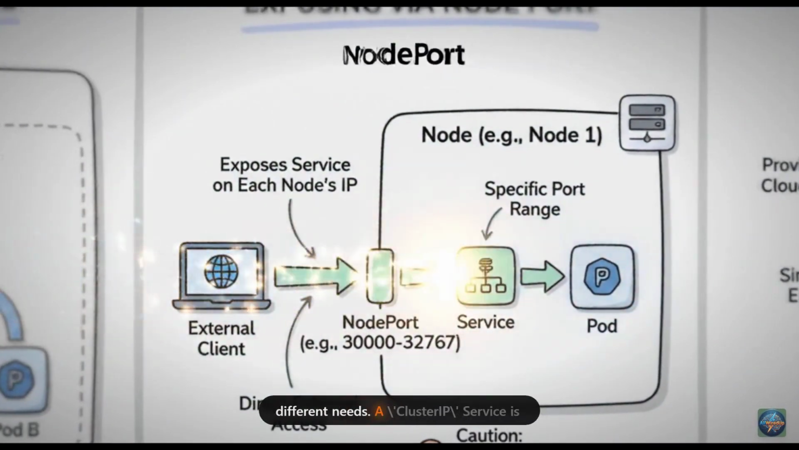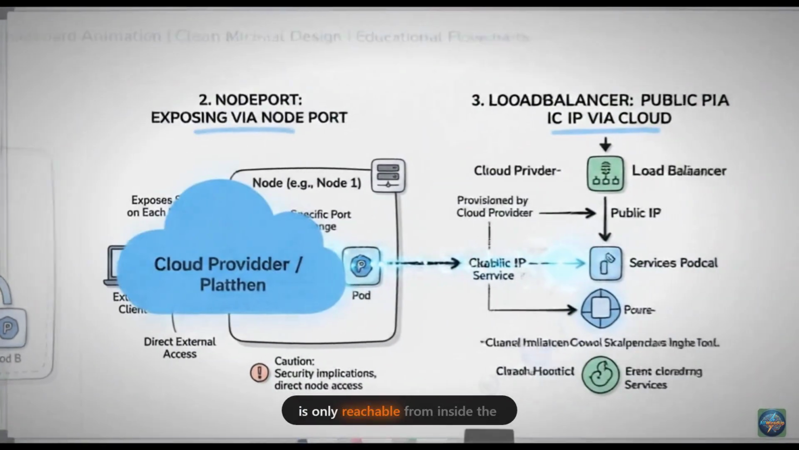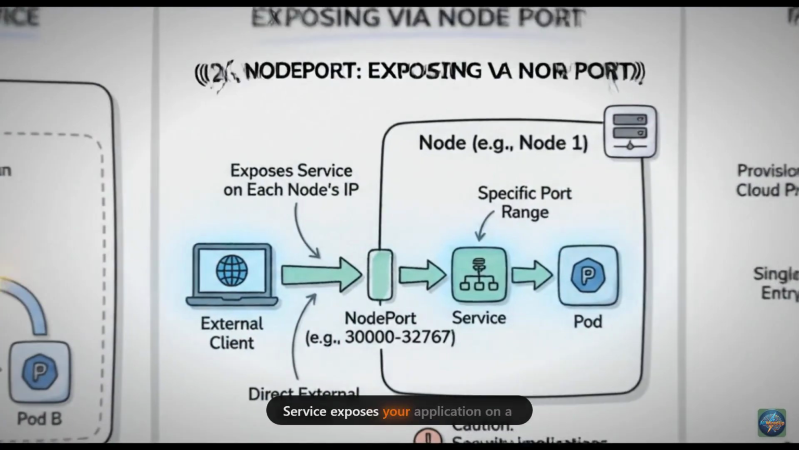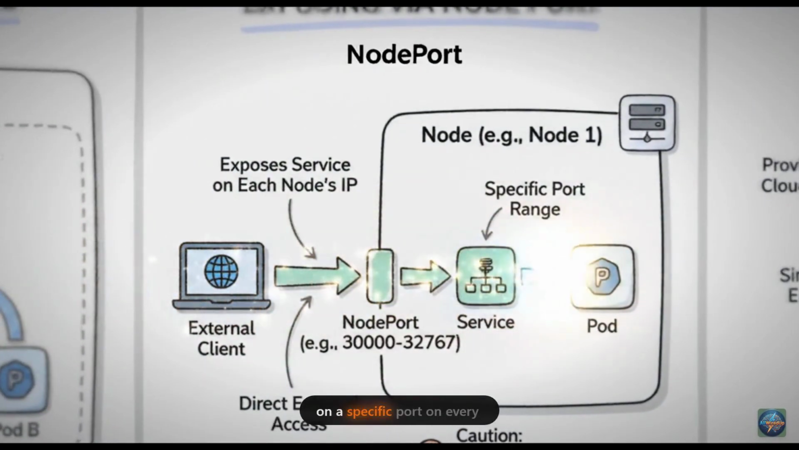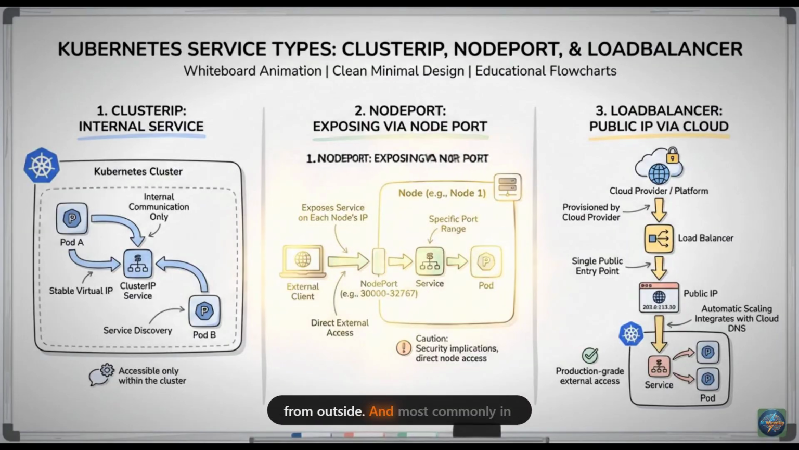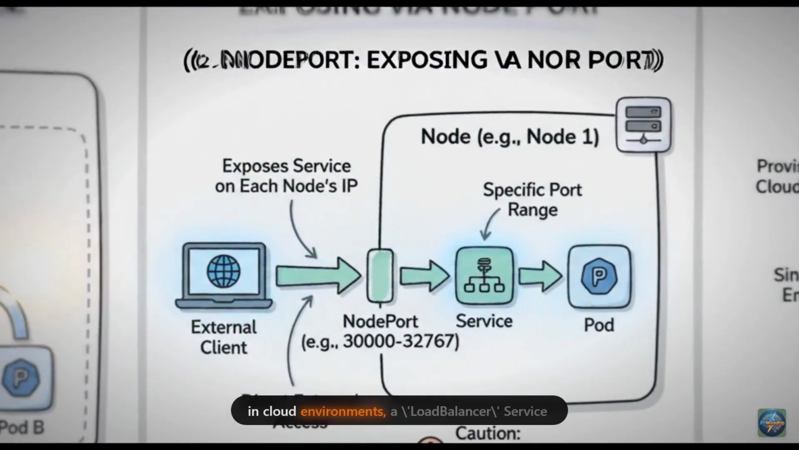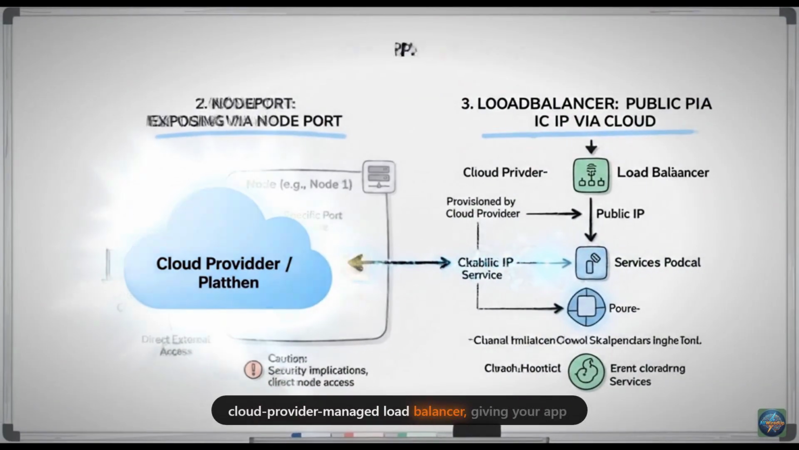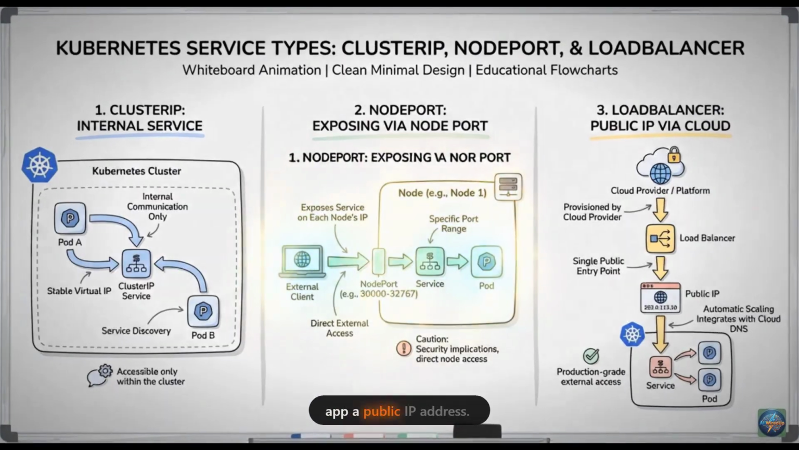A. ClusterIP. The service is only reachable from inside the Kubernetes cluster. B. NodePort. The service exposes your application on a specific port on every node, making it accessible from outside, and most commonly in cloud environments. C. LoadBalancer. The service creates an external, cloud provider-managed load balancer, giving your app a public IP address.